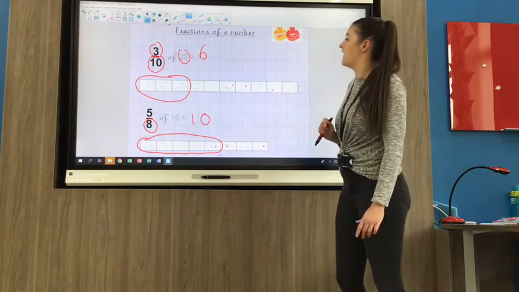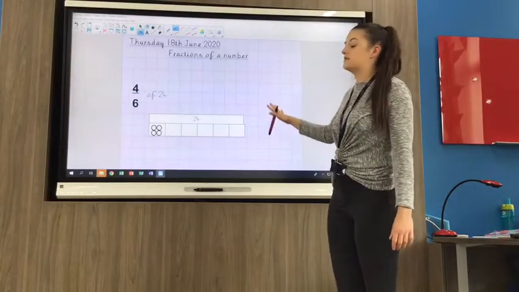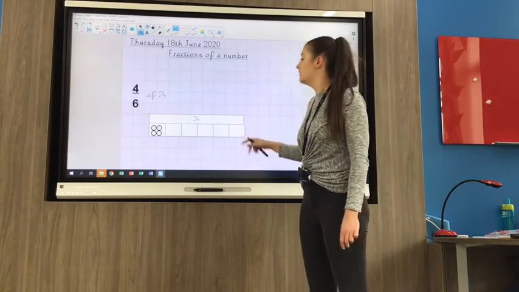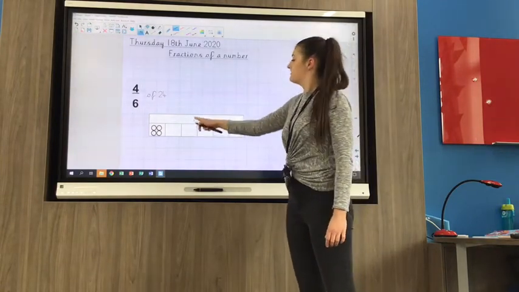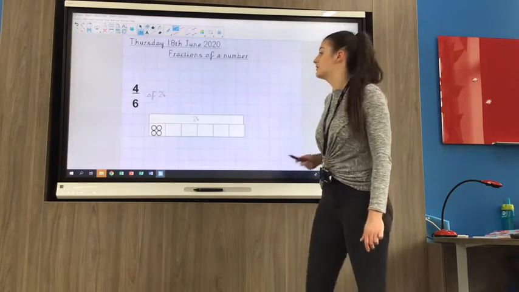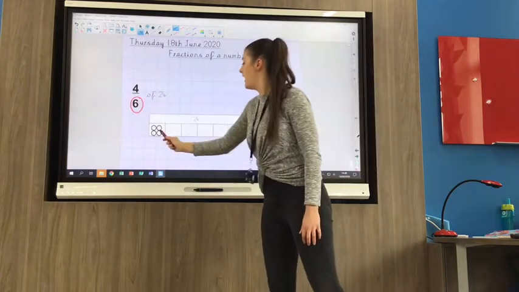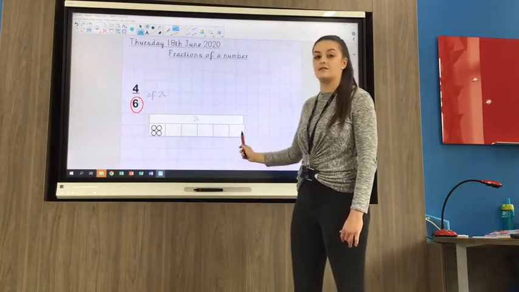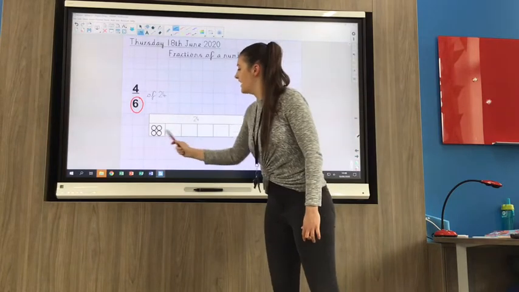Right, let's look at another activity. So here we've got 4/6 of 24. Now I've got this bar model, it's a bit different from the last one. So I'm finding 4/6 of this number, so it's showing me what I'm going to split 24 into. Now my denominator has told me how many groups I need. I've got 1, 2, 3, 4, 5, 6. Now this has already been filled out for you.